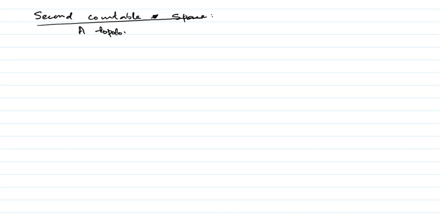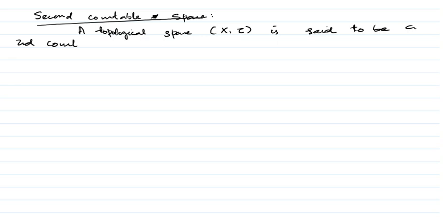A topological space X with topology tau is said to be a second countable space, or is said to satisfy the axiom of second countability, if it has a countable open base.